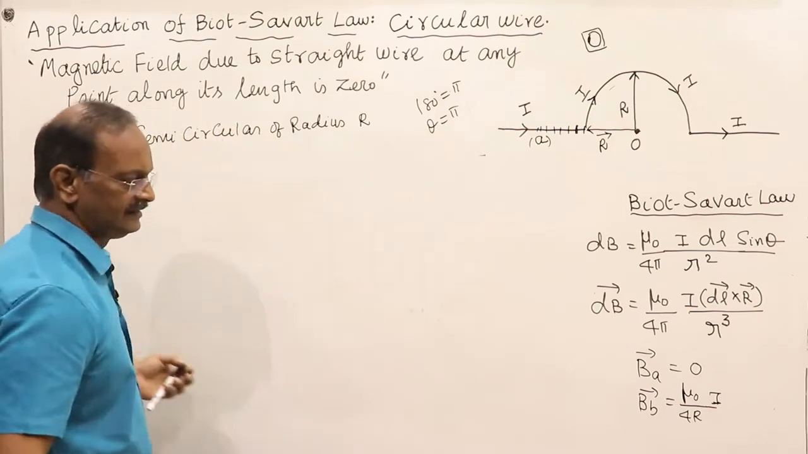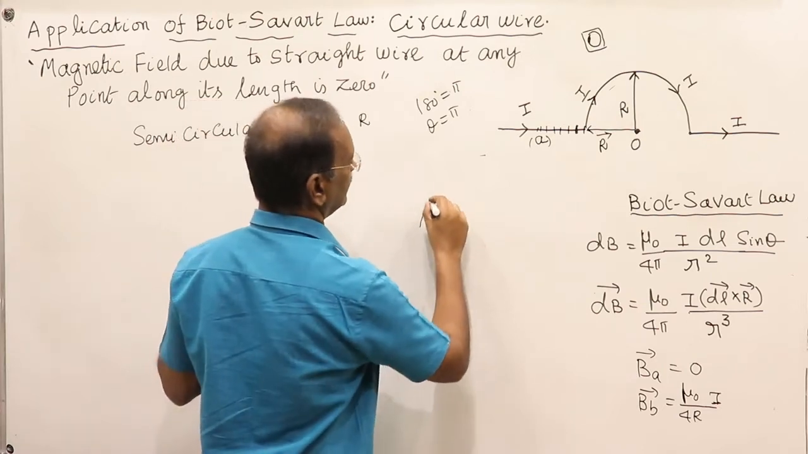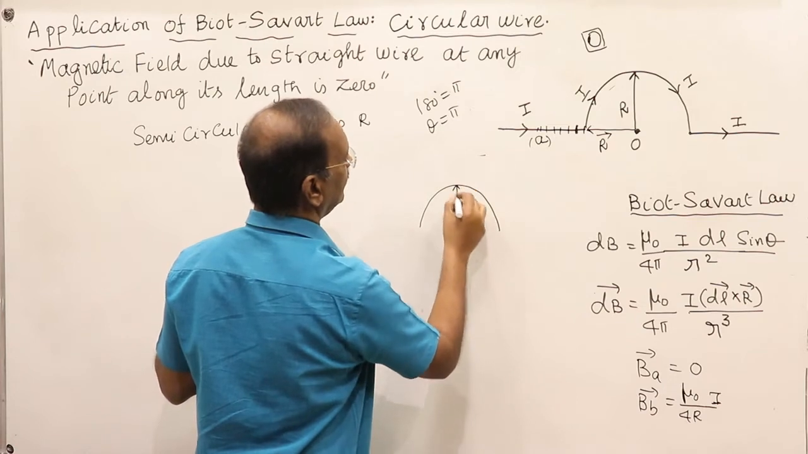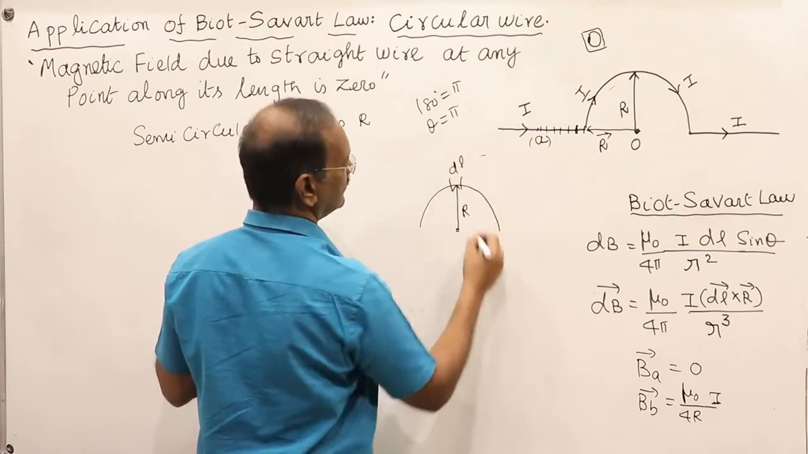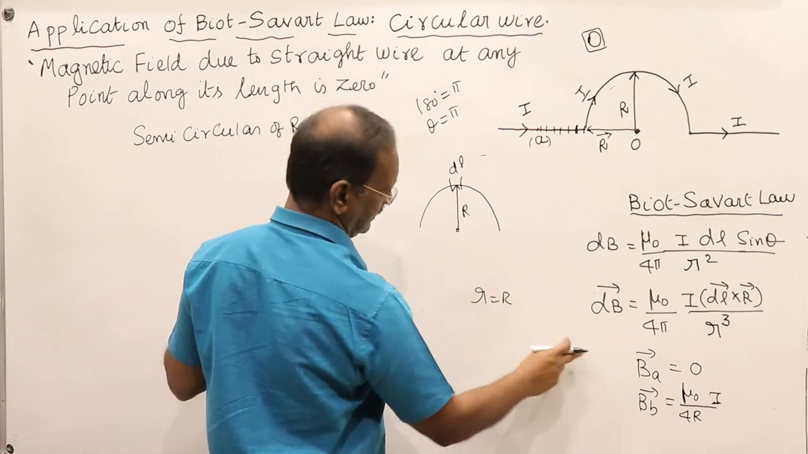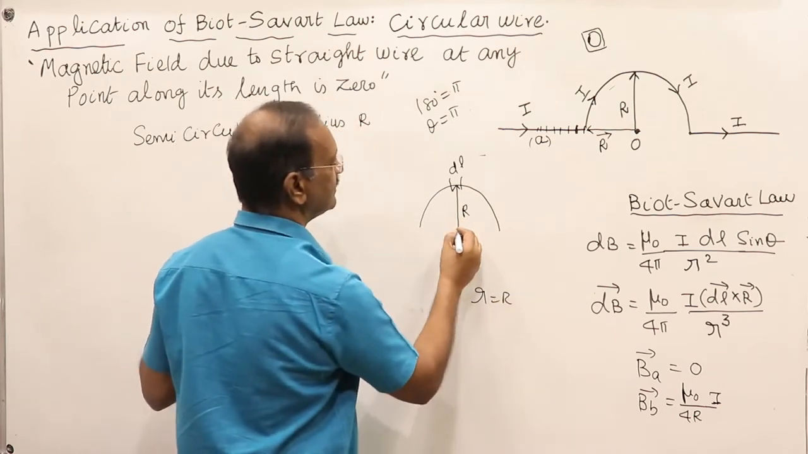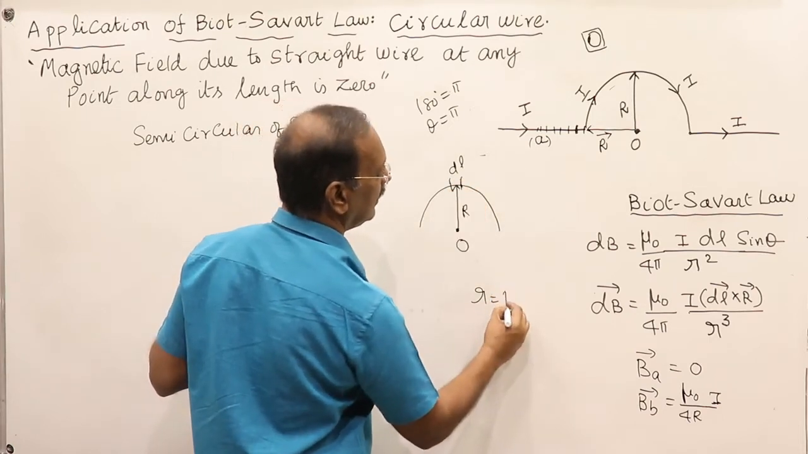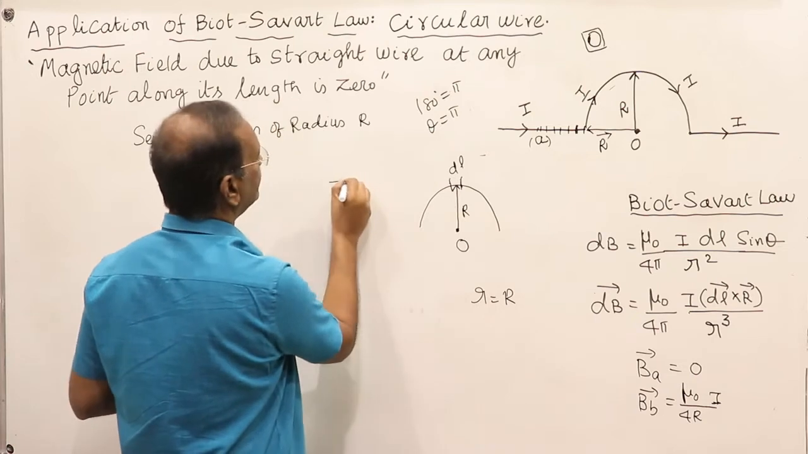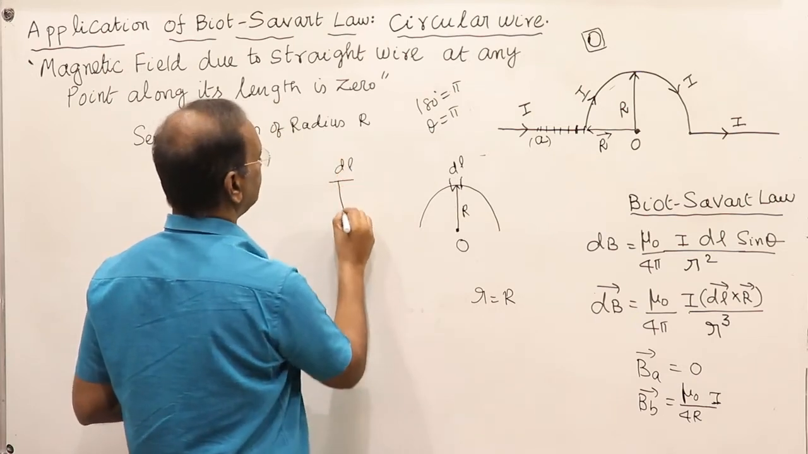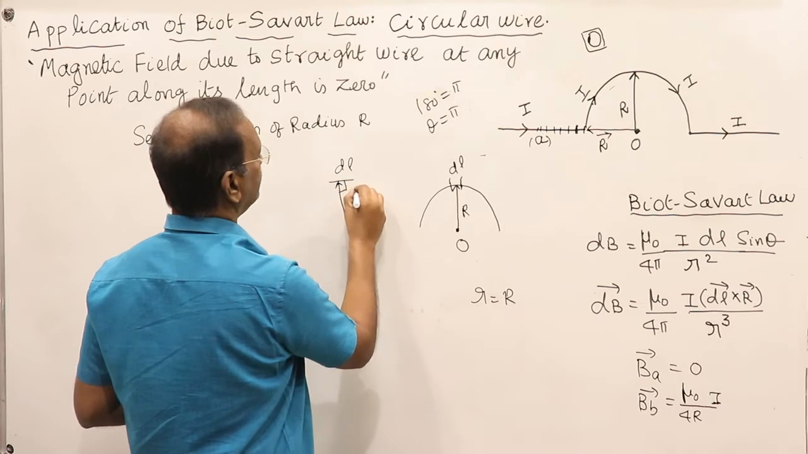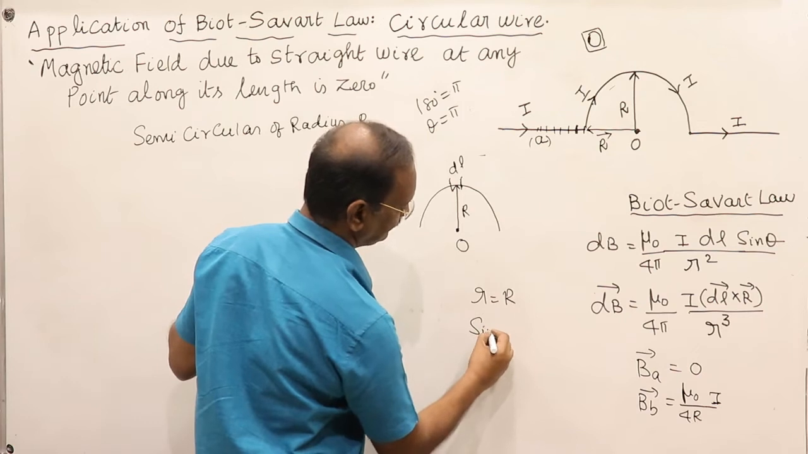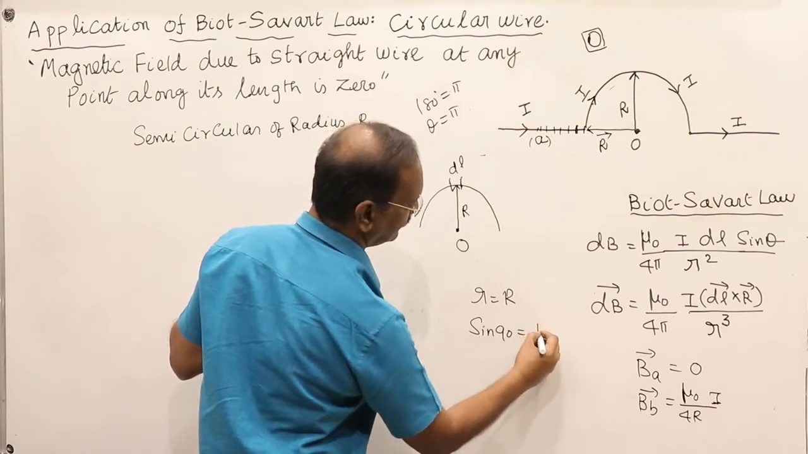See, this is the circular portion, part B, and this is the radius. This is a dl vector. So r is equal to r. In this portion also the distance between the point O and the dl vector is r. And what is the angle between them? This is the dl vector, this is the r vector, and theta is equal to 90 degrees. It means sine 90 is equal to 1.